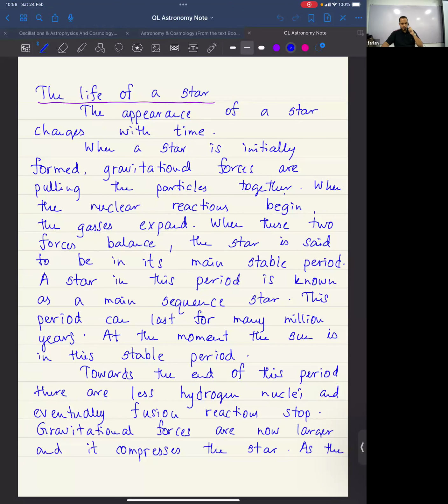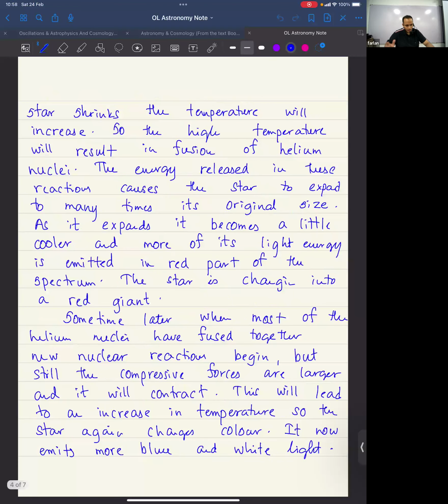Gravitational forces are now larger and compress the star. As the star shrinks, the temperature will increase. The high temperature will result in fusion of helium nuclei. The energy released in these reactions causes the star to expand to many times its original size. As it expands, it becomes a little cooler, and more of its light energy is emitted in the red part of the spectrum. The star is changing into a red giant.